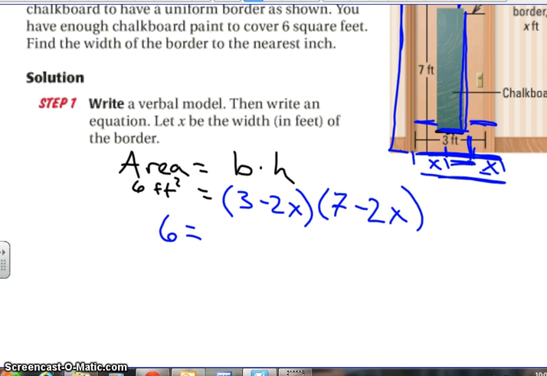Interesting. Okay, so what would you do at this point? Somebody said FOIL. Haley, you said FOIL? Good. Because this is not set equal to 0. We have to figure out how to get it equal to 0. So you're right, foiling it. So Haley, tell us what we have.